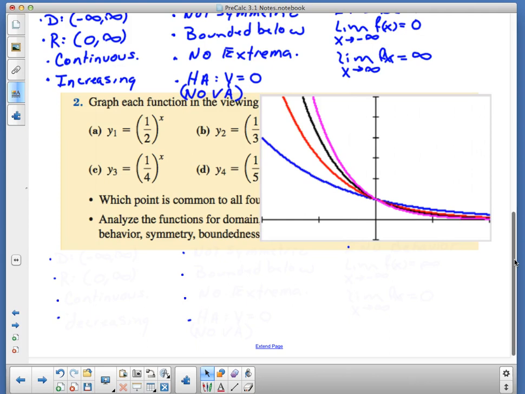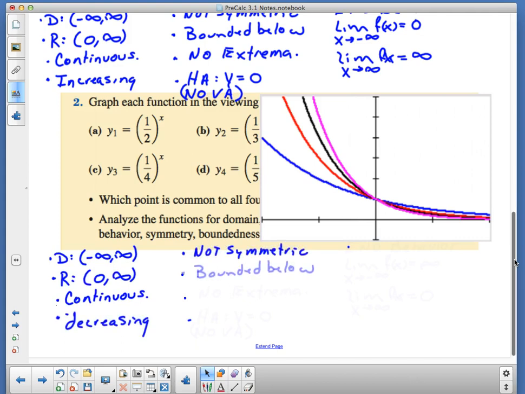When I'm looking at the domain, it's continuous from negative infinity to infinity. When I'm looking at my range, it goes from 0 to infinity, but it's bounded below. It's continuous. It's decreasing from left to right. Not symmetric. It's bounded below. We've got no extrema because there isn't a local max or local min. It's continuous.